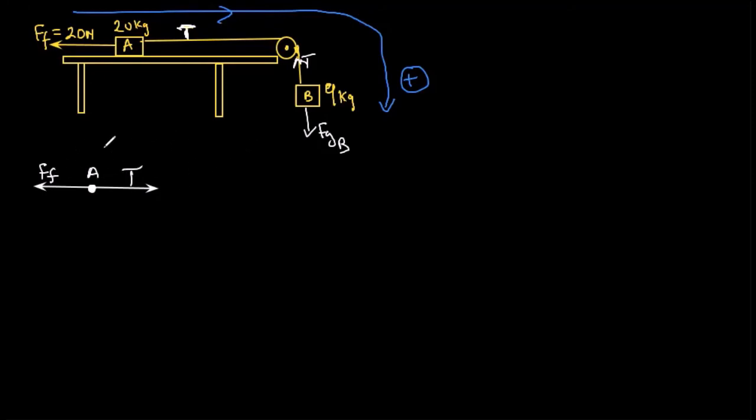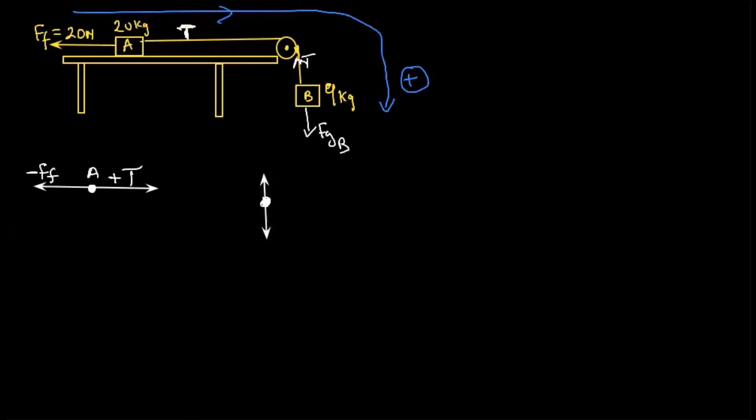According to the direction that you chose, you're going to have a positive tension and a negative force of friction. Right, now let's go to mass B. Okay, so with mass B, let me put mass B here. With mass B, put your forces as well.